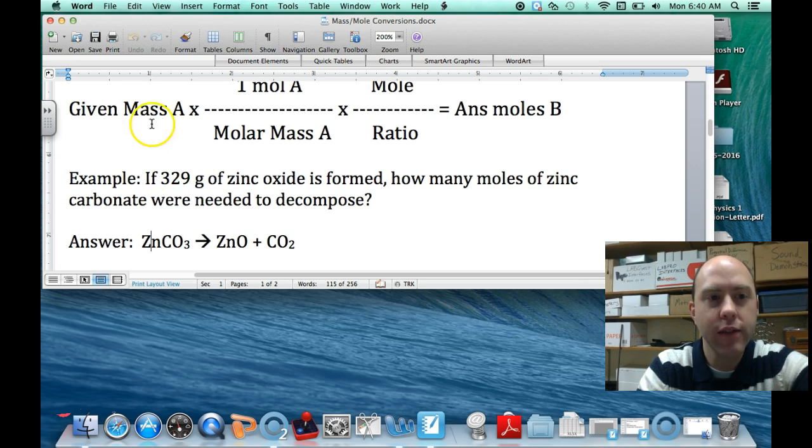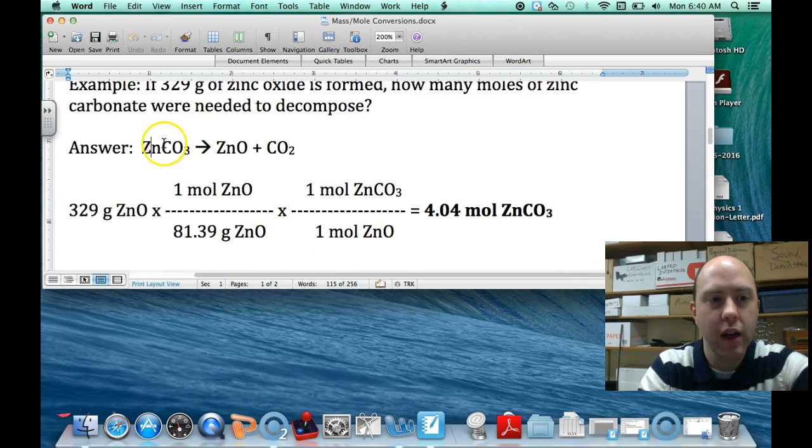Well, remember, take your given mass. I start with 329 grams of zinc oxide. So I'm first going to write 329 grams of zinc oxide. I have to change it to moles. That way I can do the mole ratio. So I'll put 1 mole of zinc oxide on top. On the bottom, I'll put the molar mass of zinc oxide, which is 81.39 grams of zinc oxide. That's the molar mass of zinc oxide. What happens is the grams of zinc oxide will cancel out, because I have grams here, and that leaves me with moles.